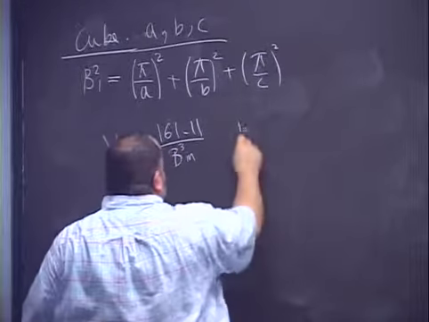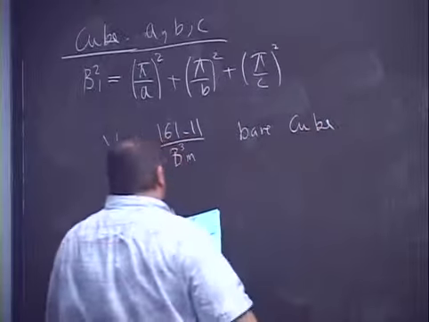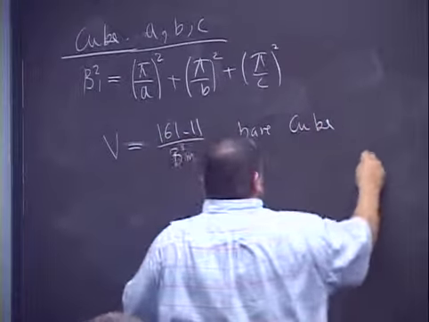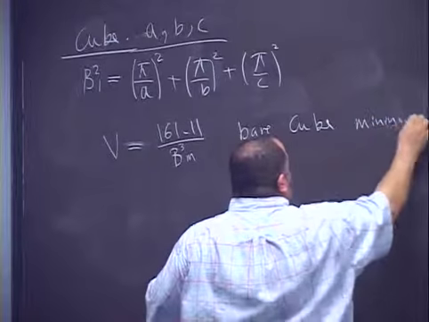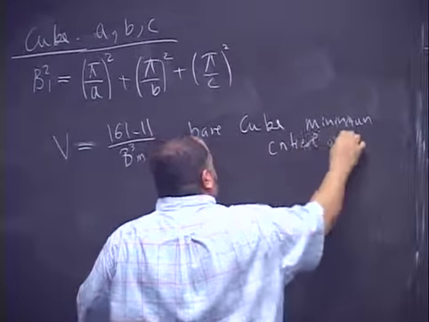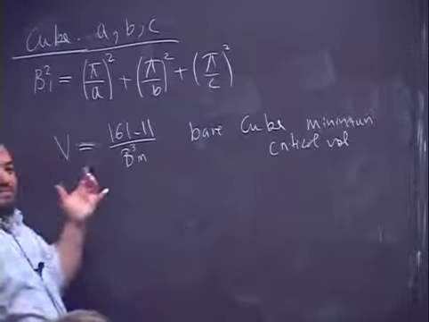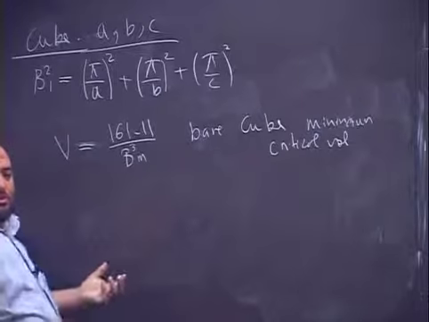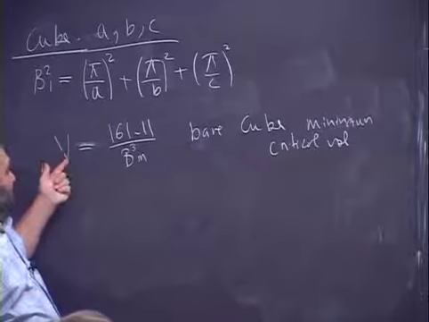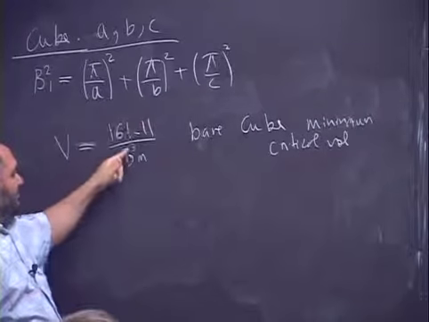This is bare cube, a cube, bare cube, and this is the minimum critical volume. So if I ask you what is the minimum volume for a cube, you will tell me that the minimum critical volume will be 161.11 over B cube M.